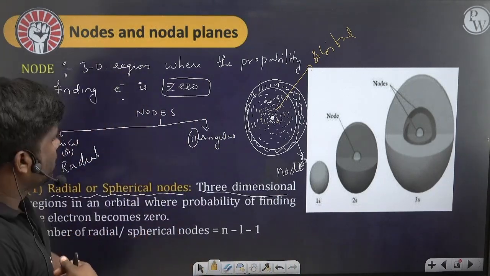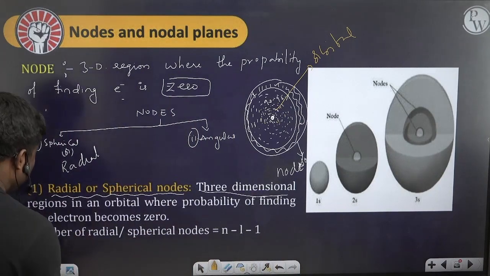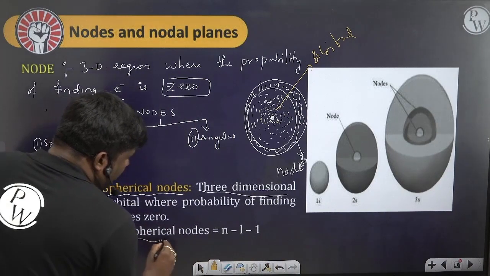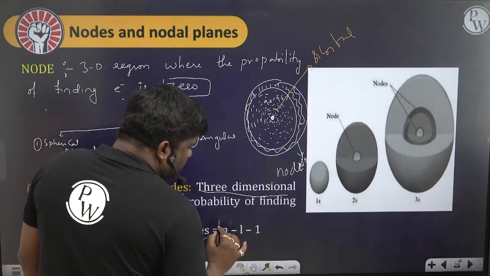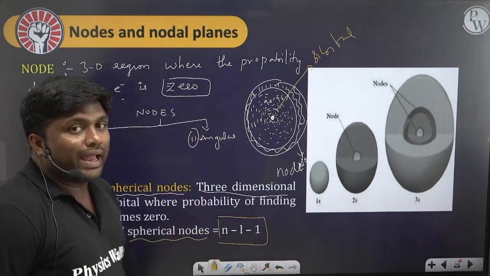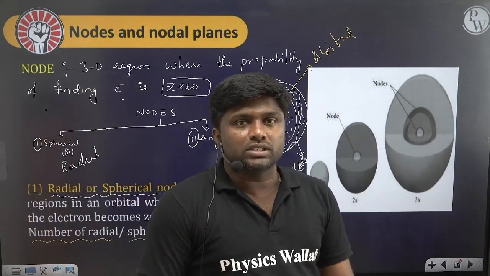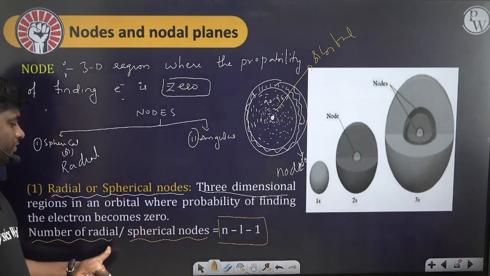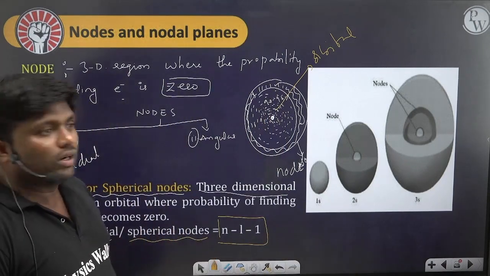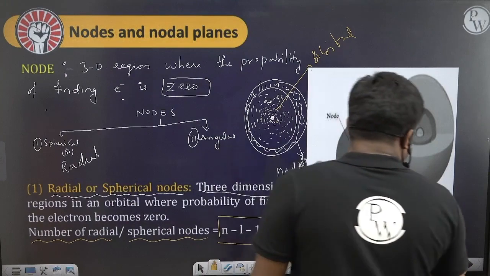So, how can you calculate the number of radial or spherical nodes? The number of radial or spherical nodes is equal to n minus l minus 1. This is a very important formula.